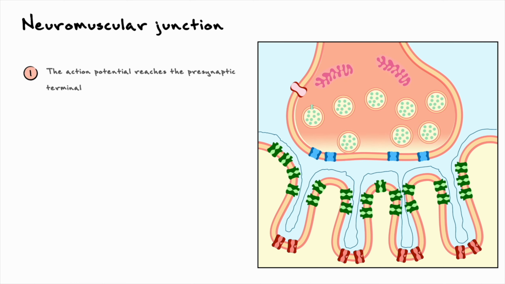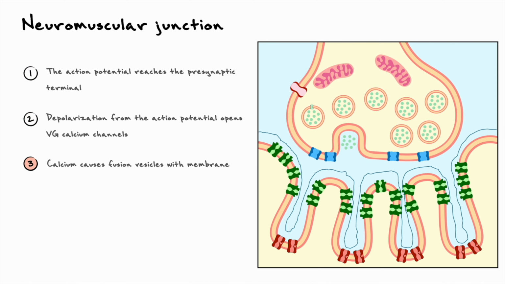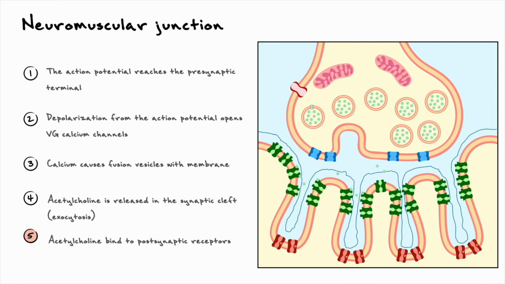The release of acetylcholine follows exactly the same steps as we've established previously when we discussed the general properties of chemical synapses. The action potential causes the opening of voltage-gated calcium channels, calcium enters, and causes fusion of vesicles. The exocytosis of acetylcholine then causes it to diffuse in the cleft and bind to receptors.